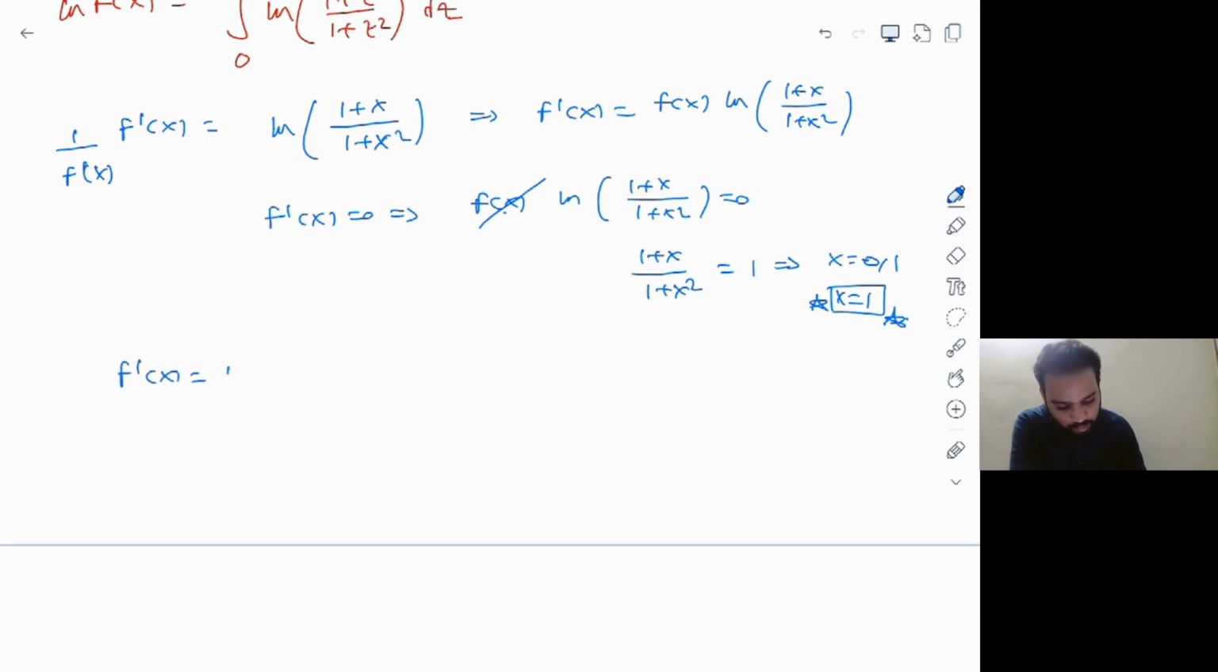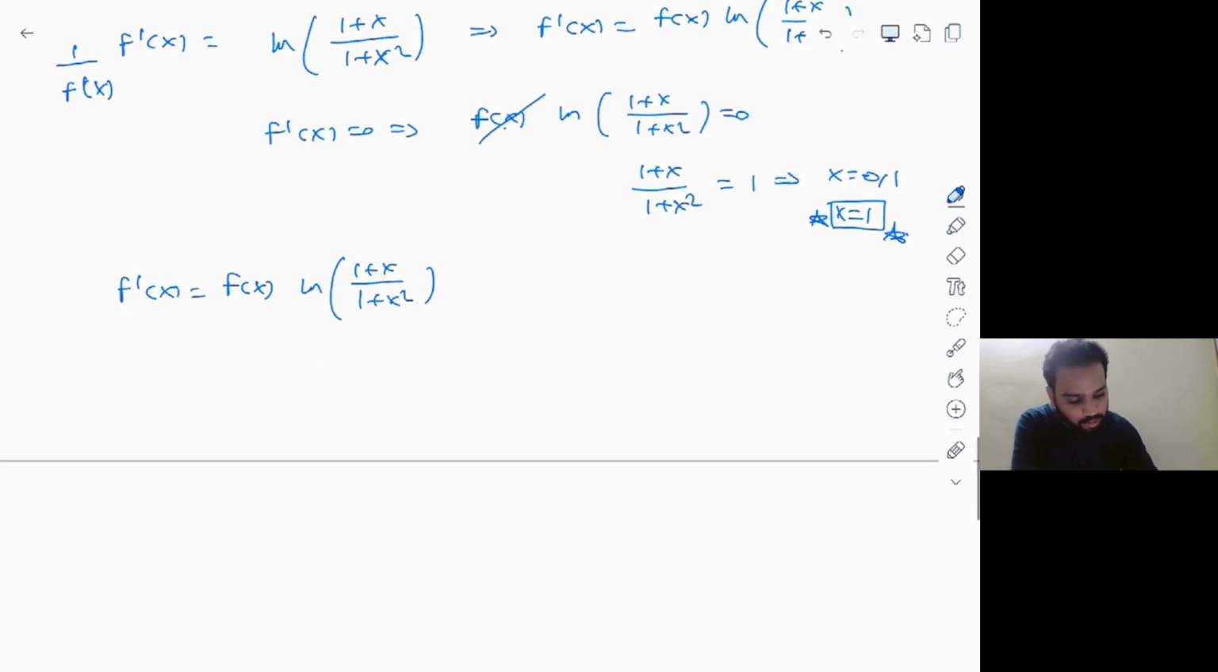F dash of x is equal to f of x multiplied by ln of (1 plus x) divided by (1 plus x square). Now let's start thinking here. Let's say this is a number line sign convention for f dash of x function, and x equals to 1 is our critical point. Okay. Now think smart here. If you put a value x greater than 1 in this function, we don't have to worry about this f of x value because this is always positive.